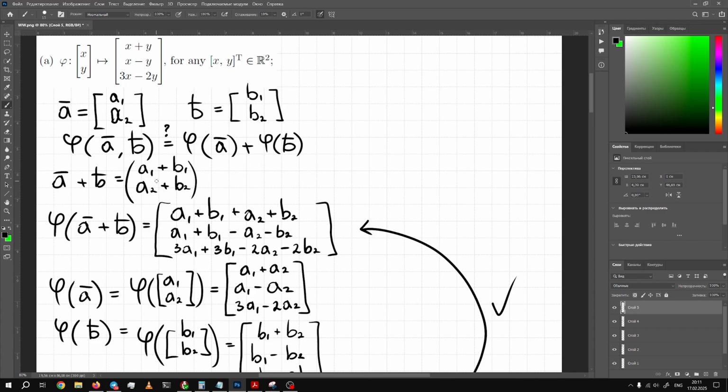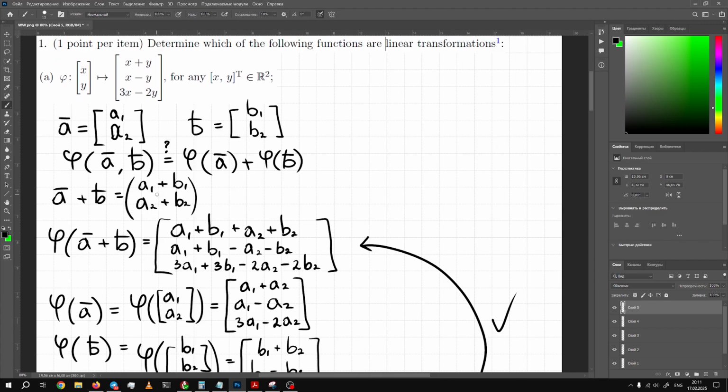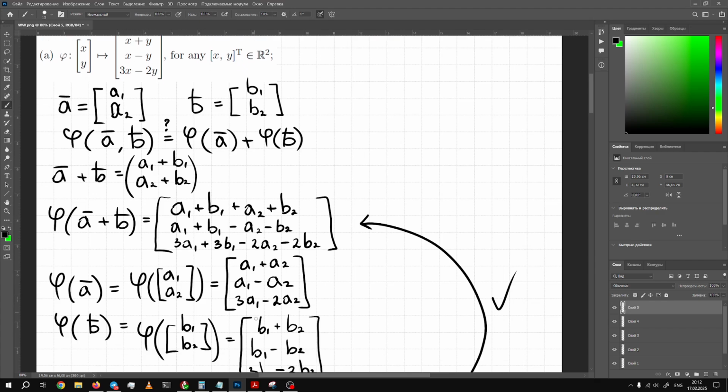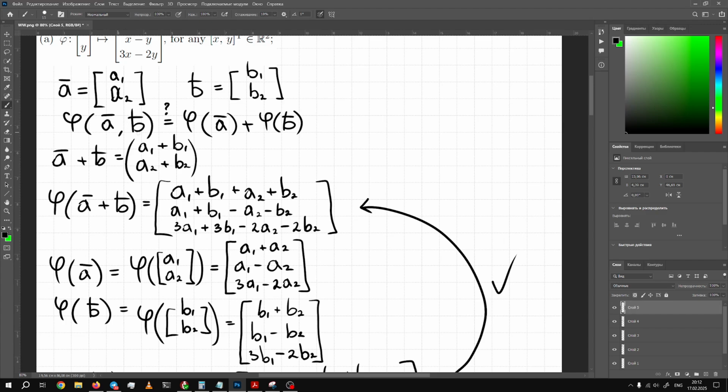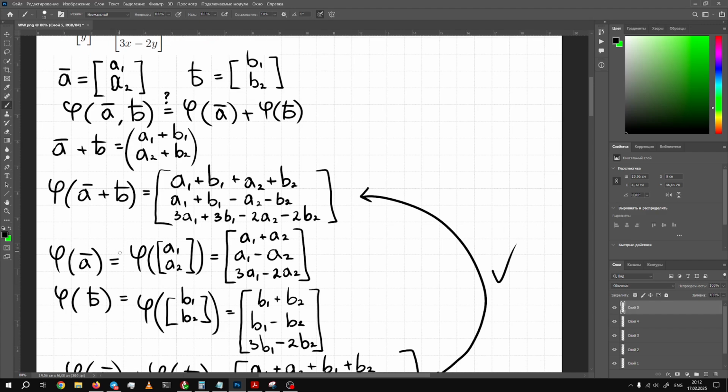We just say that A1 plus B1 is equal to x and A2 plus B2 is equal to y. So the transformation of vector A plus vector B is equal to A1 plus B1 plus A2 plus B2, and as you can see we just substitute variables into this linear transformation. So we found the left hand side of our equation, and now let's do the right side.